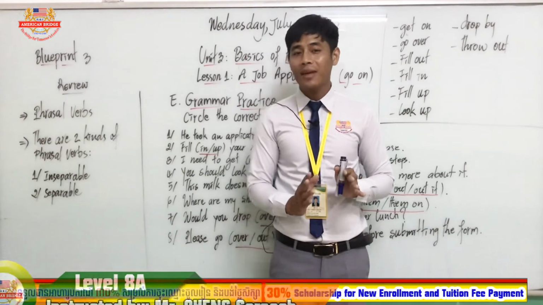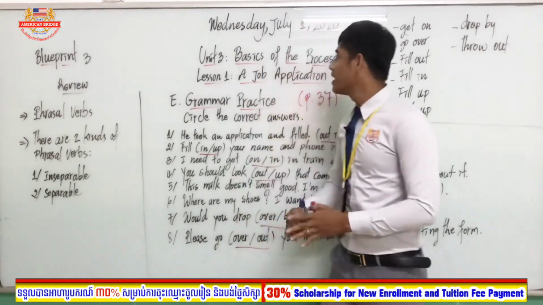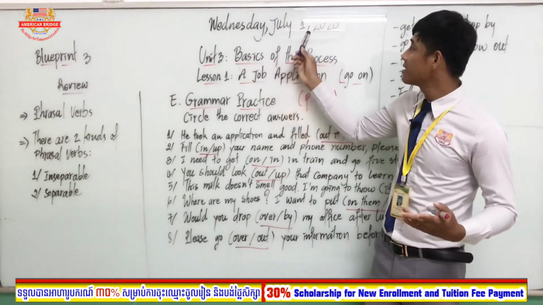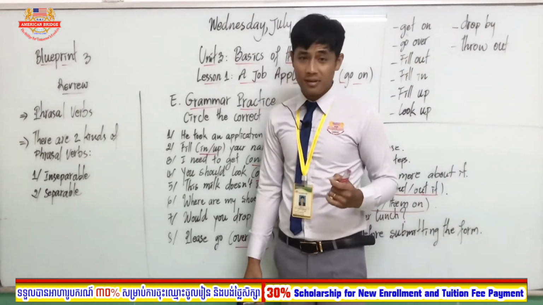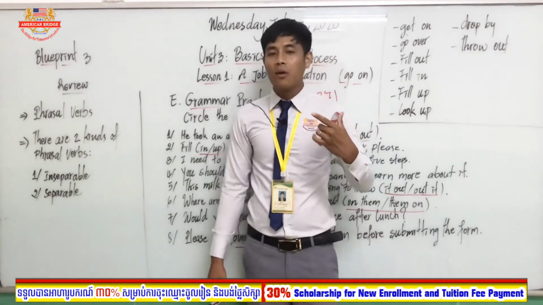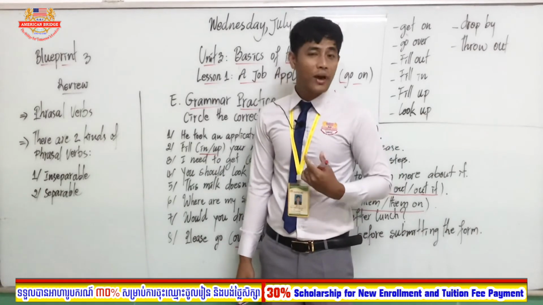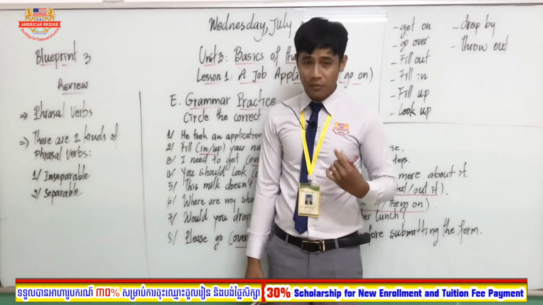And who can tell me what day is today? Today is Wednesday, July 1st, 2020. So today is the first day of the new month, right? Good. So according to our schedule for Wednesday, we always learn from Blueprint 3 and Writing Bright Book 2.